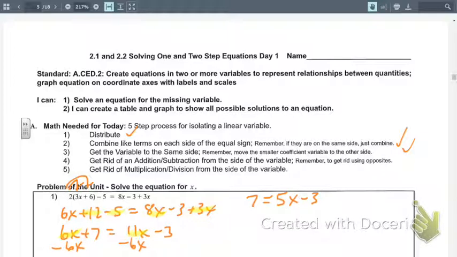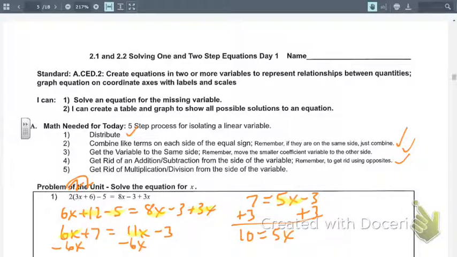Alright, and then get rid of addition and subtraction from the side of the variable. So here's my 5x. Now you cannot combine 5x and negative 3. Those are not like terms. So let's get rid of the negative 3 because it's on the same side as the 5x, our variable. So we have 10 equals 5x.